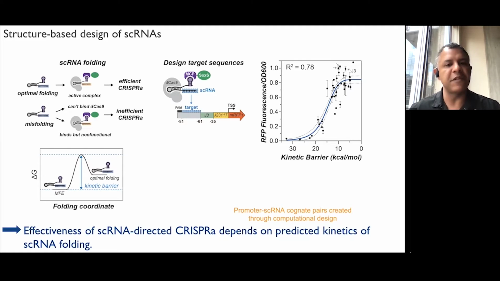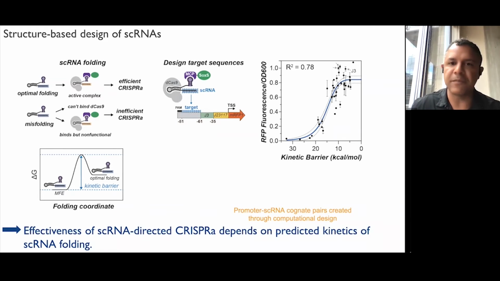And so we wondered whether differences in the spacer sequences, that is the sequences that actually target the scRNA to a particular place in DNA, were impacting the folding of the scRNAs, and whether these differences could be responsible for the effects that we see. And so we tested this by building a set of 30 different promoter-scRNA pairs. And in fact, we found that the effectiveness of the scRNA-directed CRISPR activation depends in a significant way on the predicted kinetics of scRNA folding.